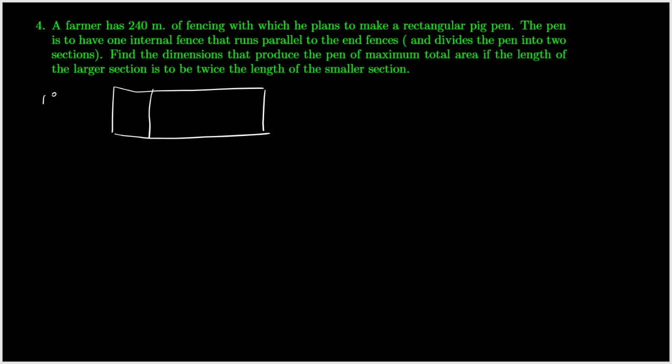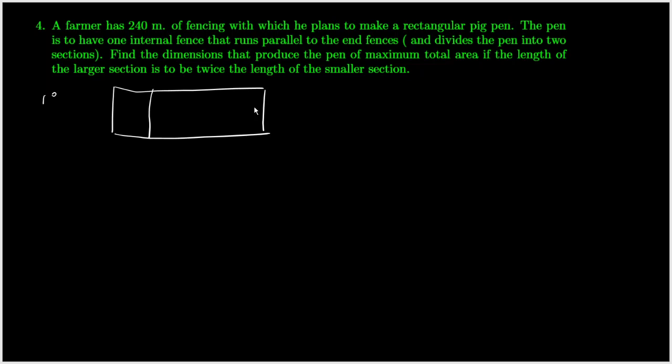The pen is to have one internal fencing that runs parallel to the end fences, so that you have two sections. The pen has two sections: one larger section for large pigs, and one smaller section for smaller pigs. Okay, so something like this.